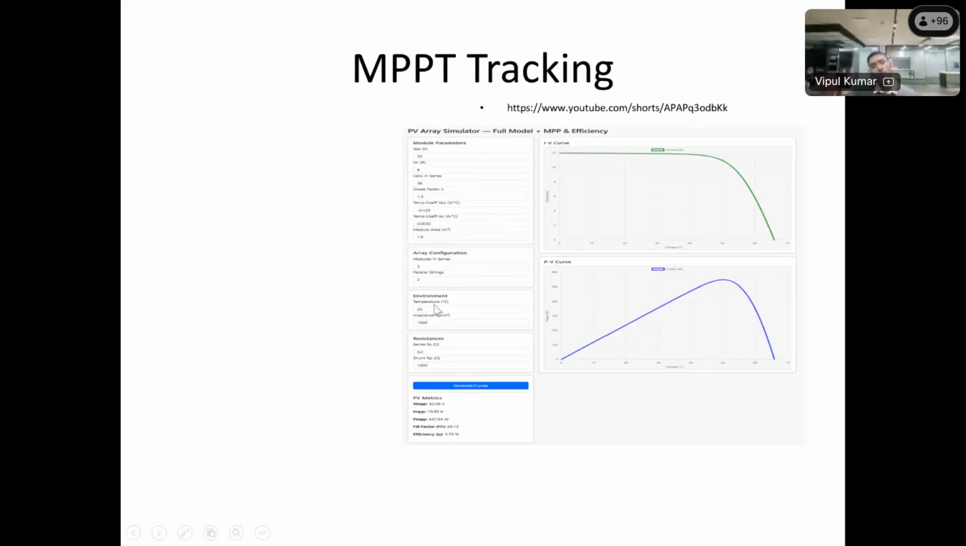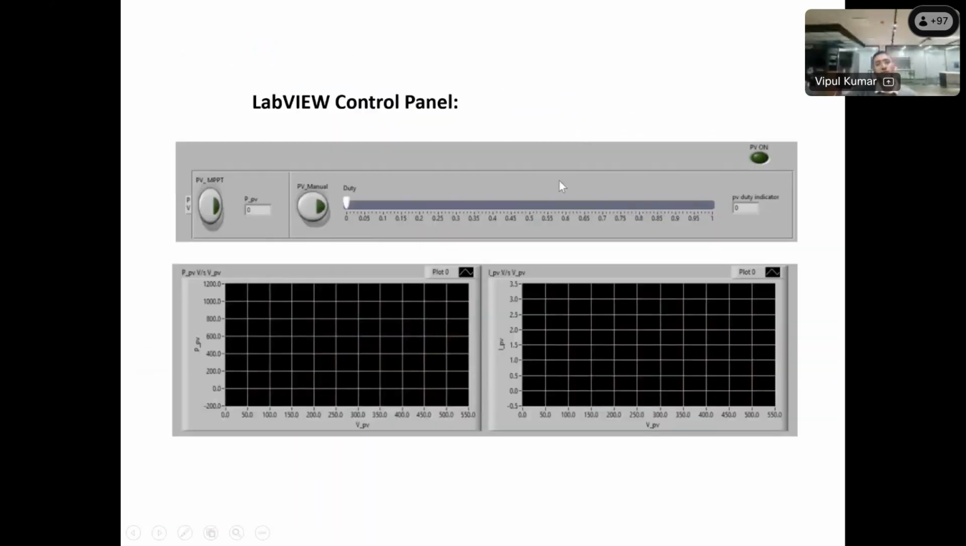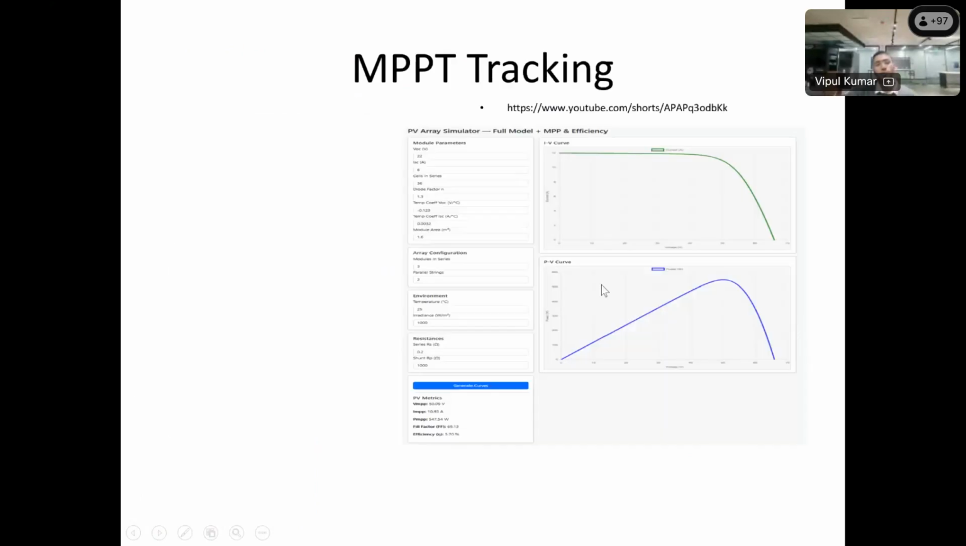You can change and give input of temperature and irradiation also. Okay, series resistance and shunt resistance value also. So there are many parameters you can enter according to your requirement, and according to those parameters, the IV and PV curves will be drawn. Okay, so when we run this solar array simulator in MPPT mode, we will have the MPPT curve in LabVIEW also.